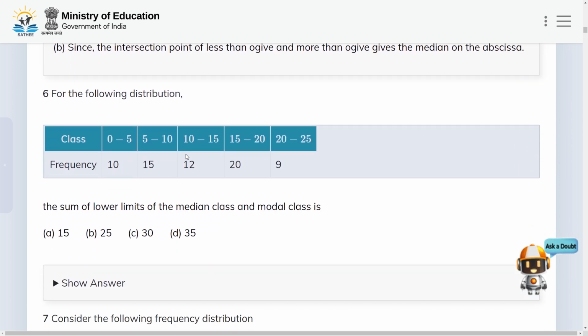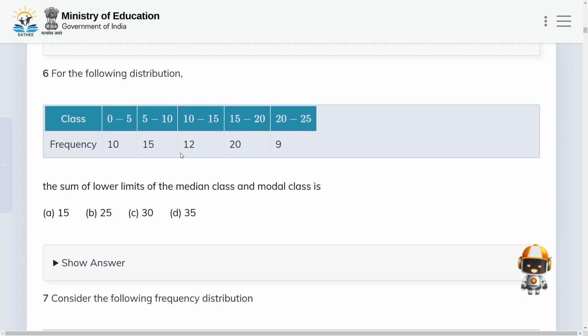So now let us move to next problem. In next problem here we have, for the following distribution, the two rows: class and second row frequency.